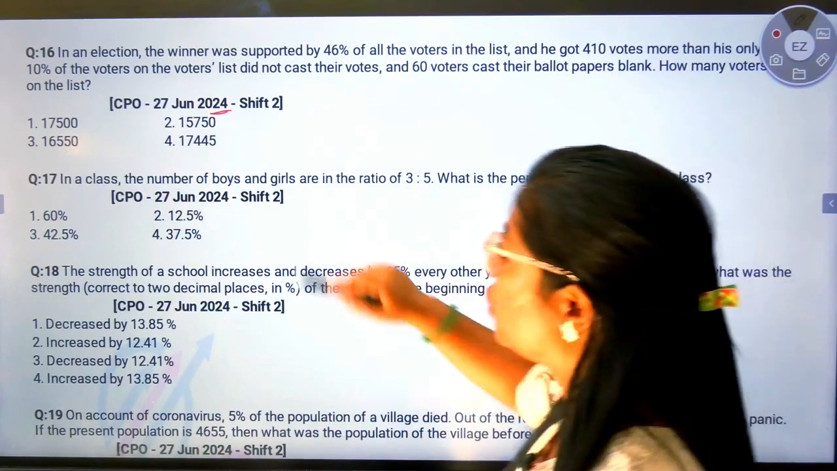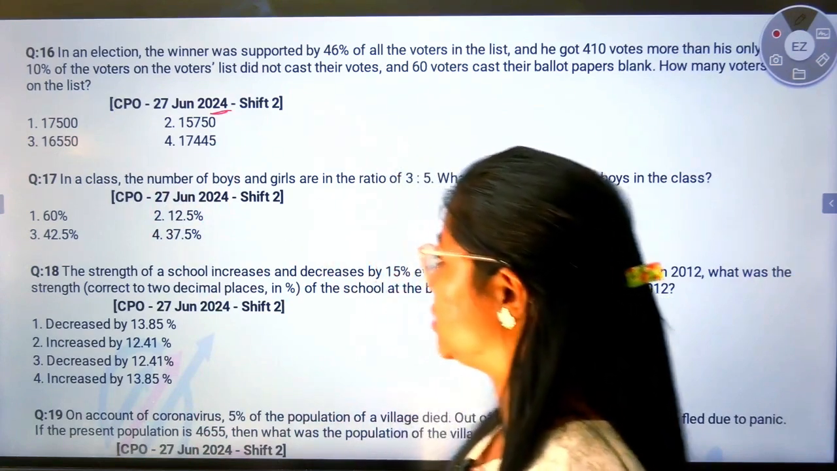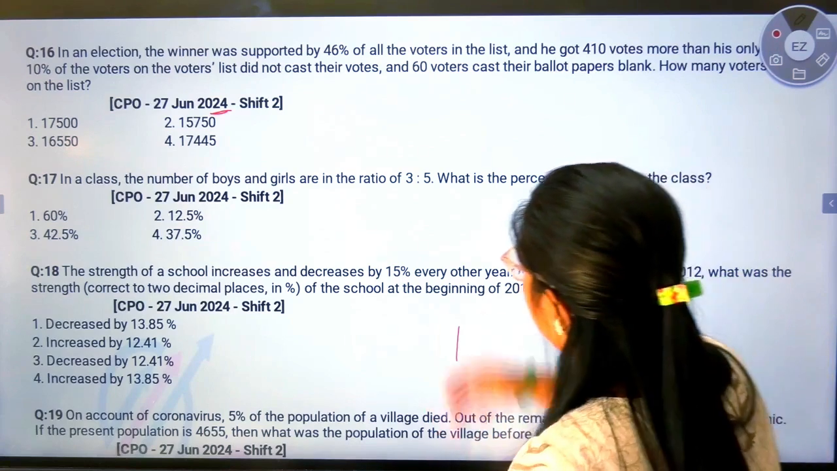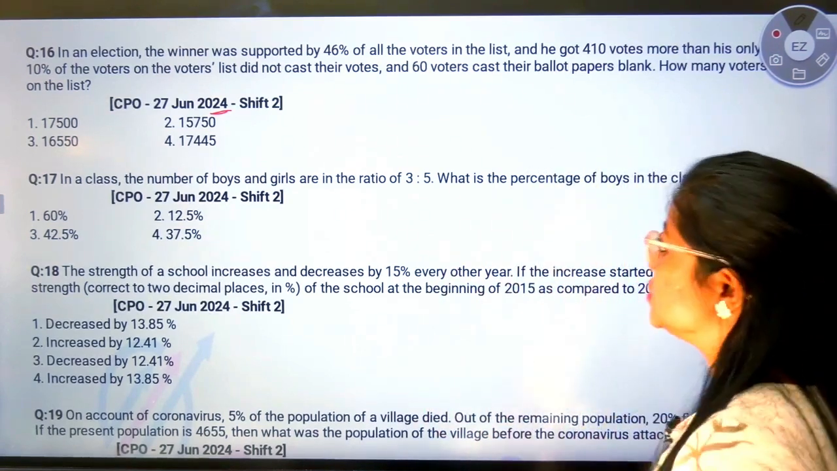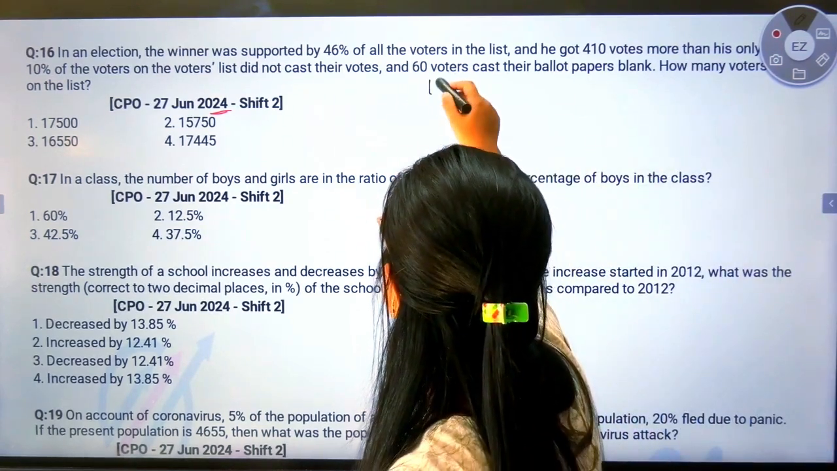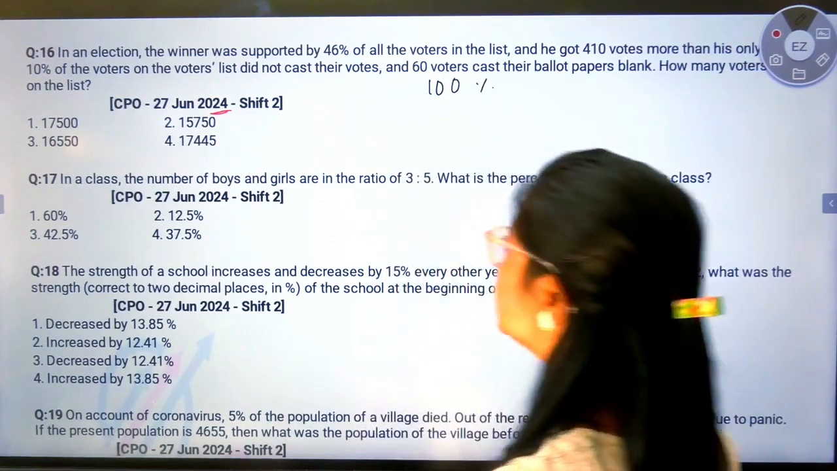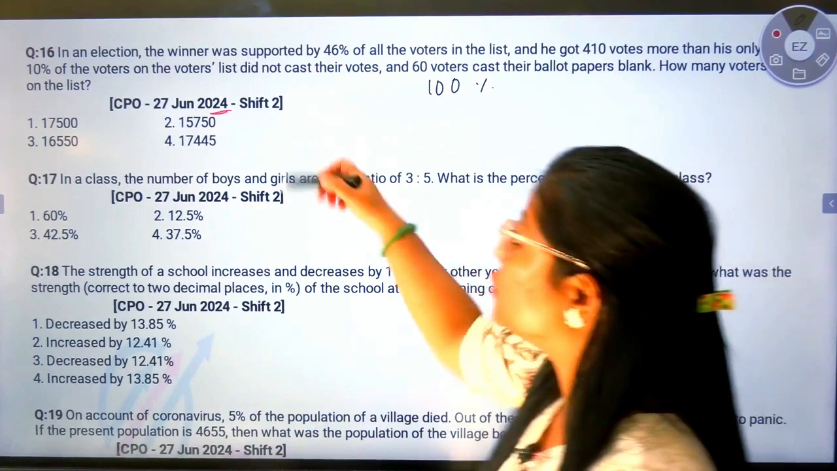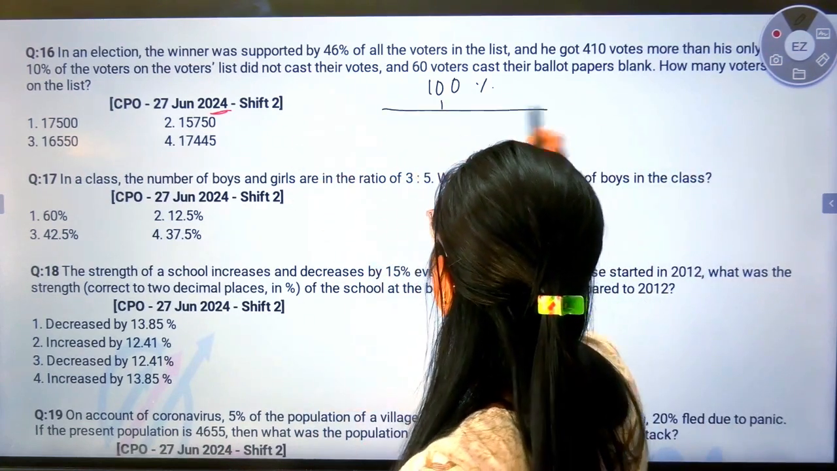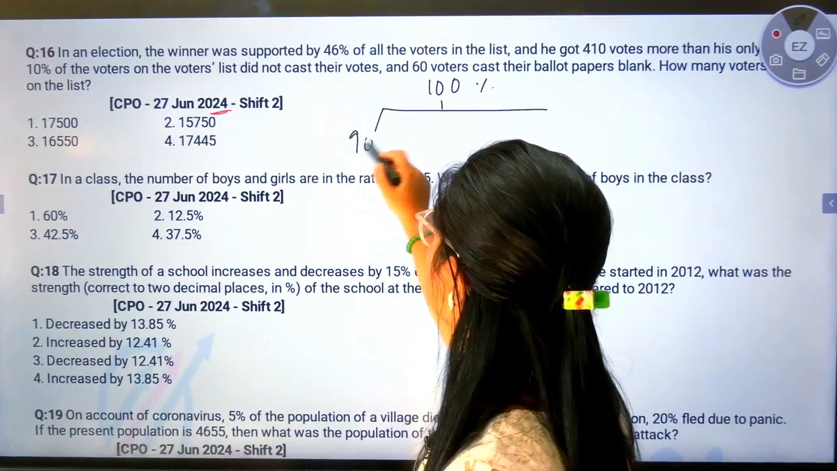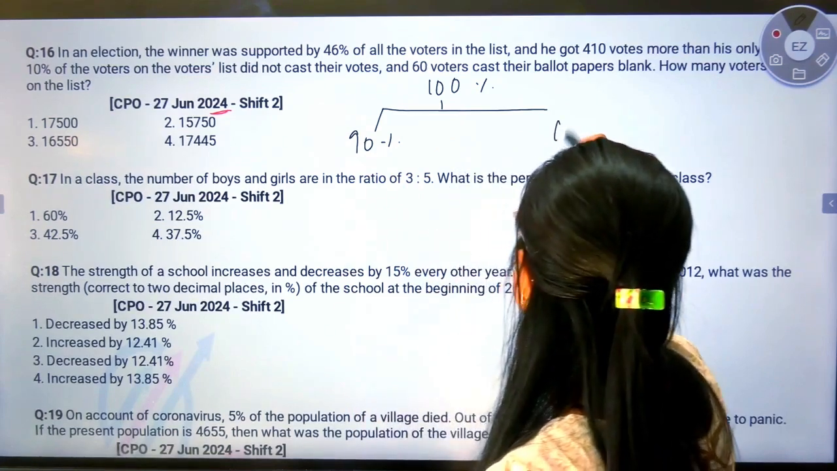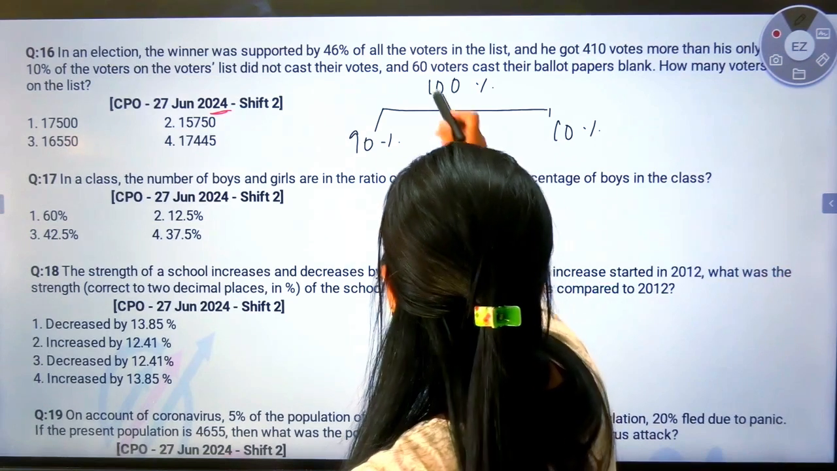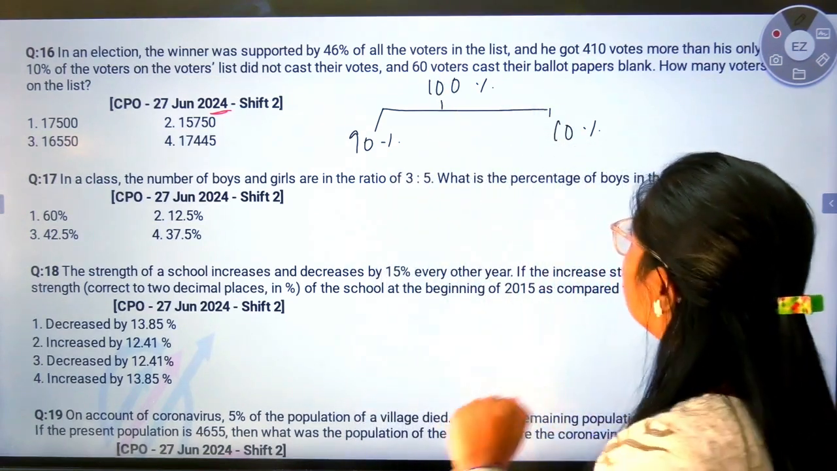So I think I have already solved such type of question, but fine. Okay, let us do again. So how will we approach this question? So let us take the total voters to be 100%. So if I consider my total voters to be 100%, it is given that 10% did not cast their vote. So how many have casted their vote? 90% will cast their vote and 10% did not cast their vote. And again, 60 voters cast their ballot papers blank.